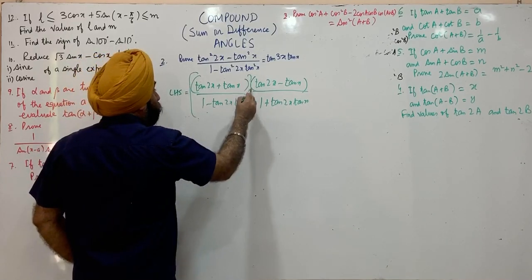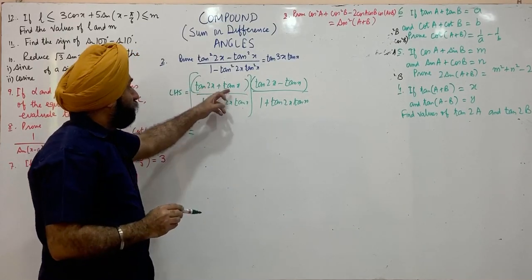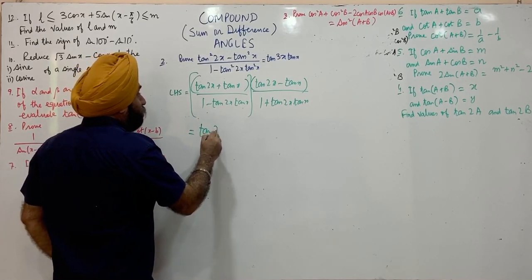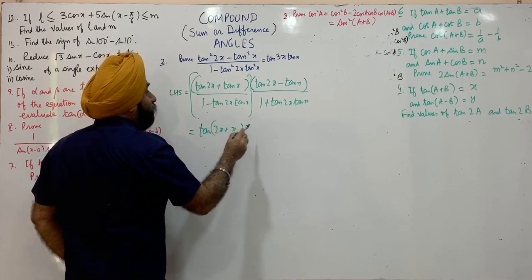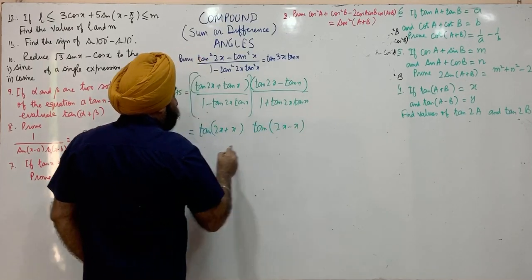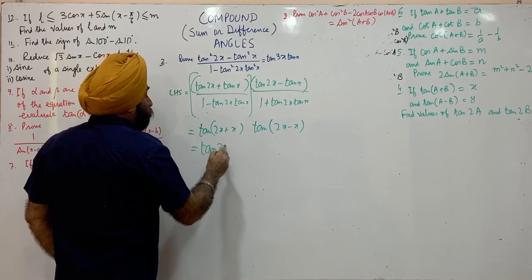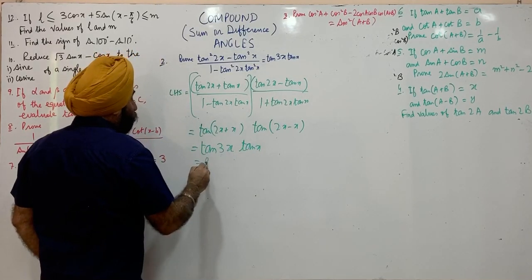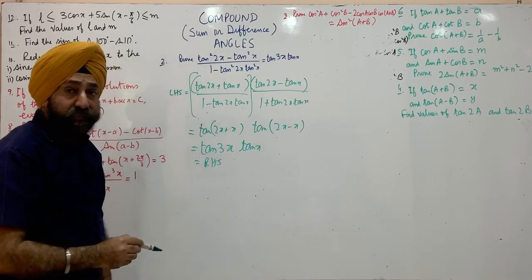Now this is like tan A plus tan B upon 1 minus tan A tan B. This is tan of A plus B, 2x plus x. And this is tan of 2x minus x. So that's tan 3x into tan of x. This is what we wanted to prove. Same as the right hand side.